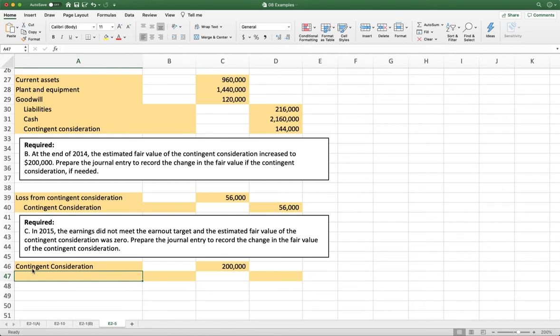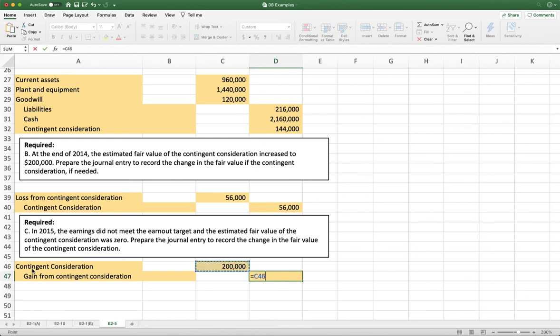And then our offset here, again, when we adjust our fair value, it's a gain or a loss. And in this case, we have a $200,000 liability that we're no longer going to have to pay. So that's going to be recognized as a gain on our income statement. So gain from contingent consideration for $200,000. If instead they had met the earnout target, we would still need to take the contingent consideration off of our books, but we would be paying out cash instead of recording a gain.